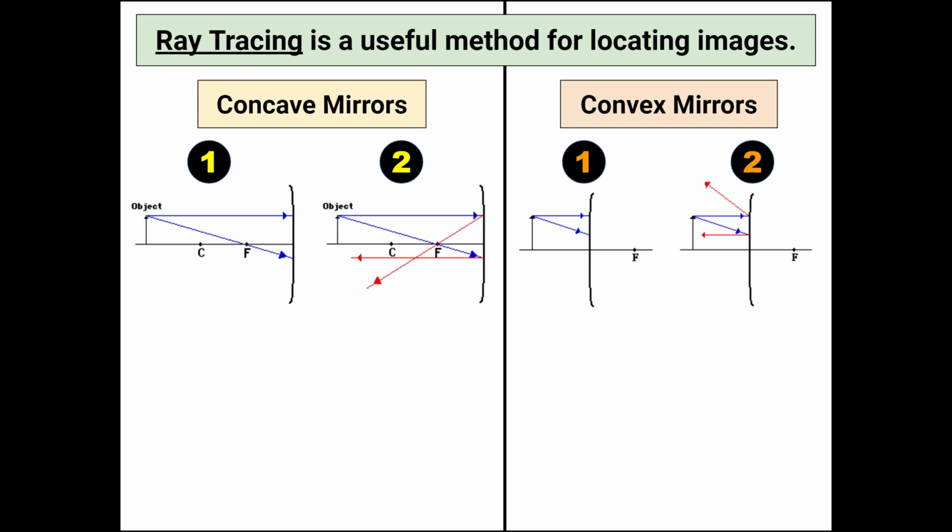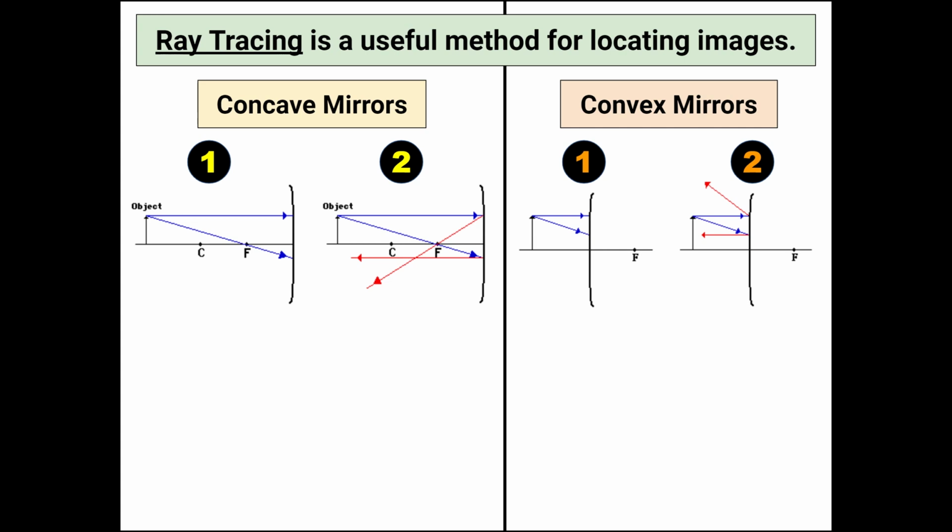So for a concave mirror, our rule is that the ray of light that is parallel to the principal axis will bend into the focal point, and then the ray that goes into the focal point will come out parallel to the principal axis. So these two rays are kind of opposites of each other. The same is true for the convex mirror on the right, except instead of converging together, these rays are diverging apart.